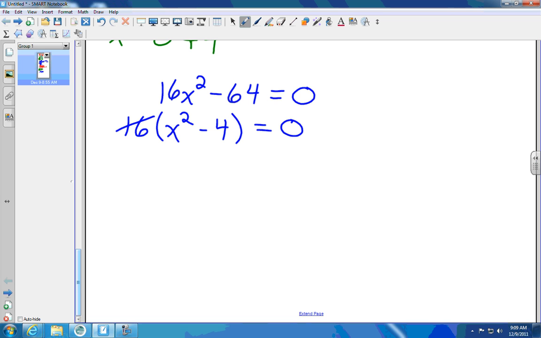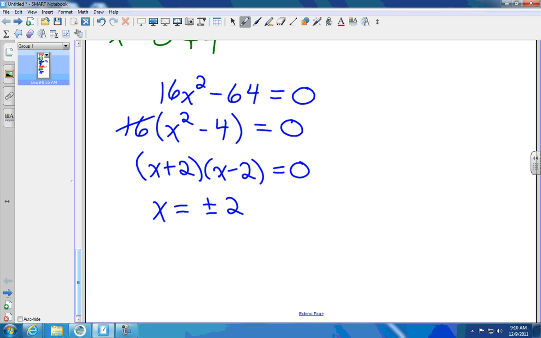So do we have difference of squares this time? Yeah, x squared minus 4. We don't even have to think about what the factors are. You just write x plus 2, x minus 2 equals 0. So where will that one cross? 2 and negative 2.